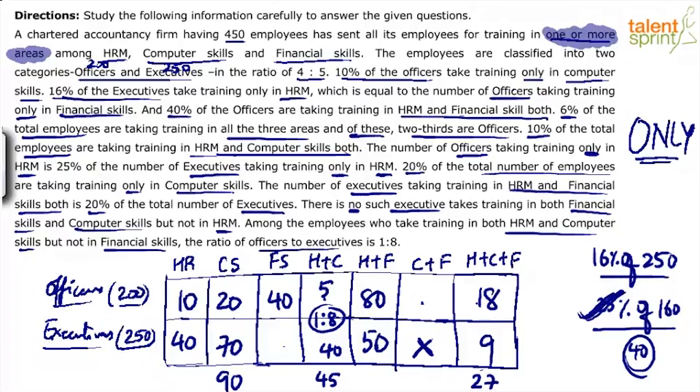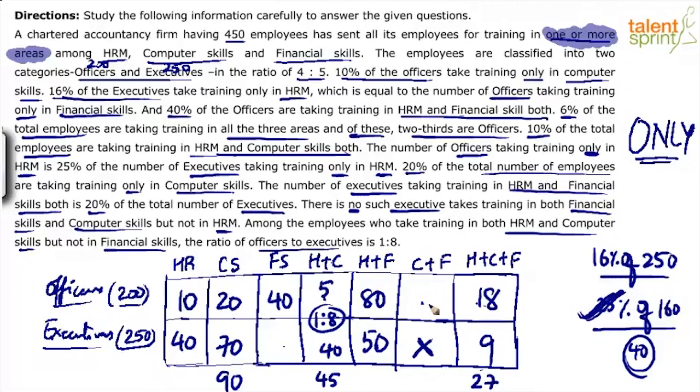Now if you see, still there are gaps. What is the gap? C plus F here and financial skills here. But how do we fill this now? I know that total should be 200 of all these values. Just balance it out. So 10 plus 20, 30, 30 plus 40, 70, 70 plus 5, 75, 75 plus 80, 155, 155 plus 18 is 173.